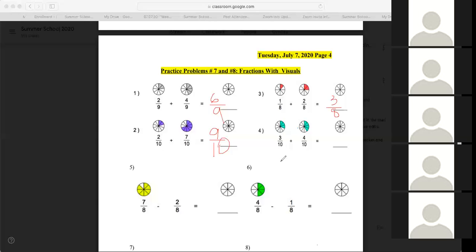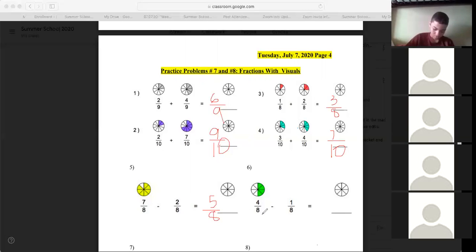Number 4, 3 10s plus 4 10s. 7 10s. Beautiful. All right, now we're going to be subtracting. We got 7 8s minus 2 8s. If you take 2 of these away, how many are left? 5 8s. Right, this is pretty straightforward, just reviewing the skill.